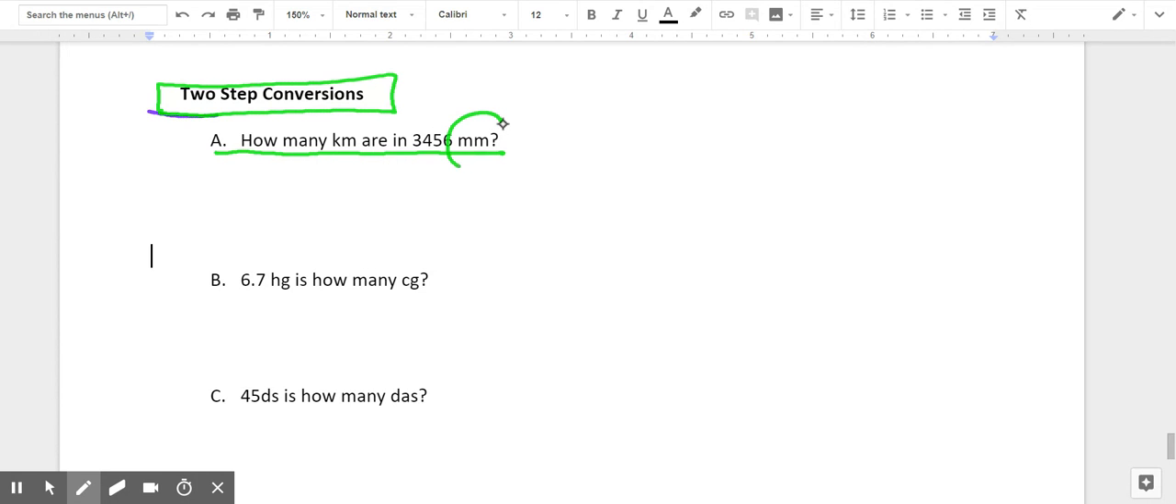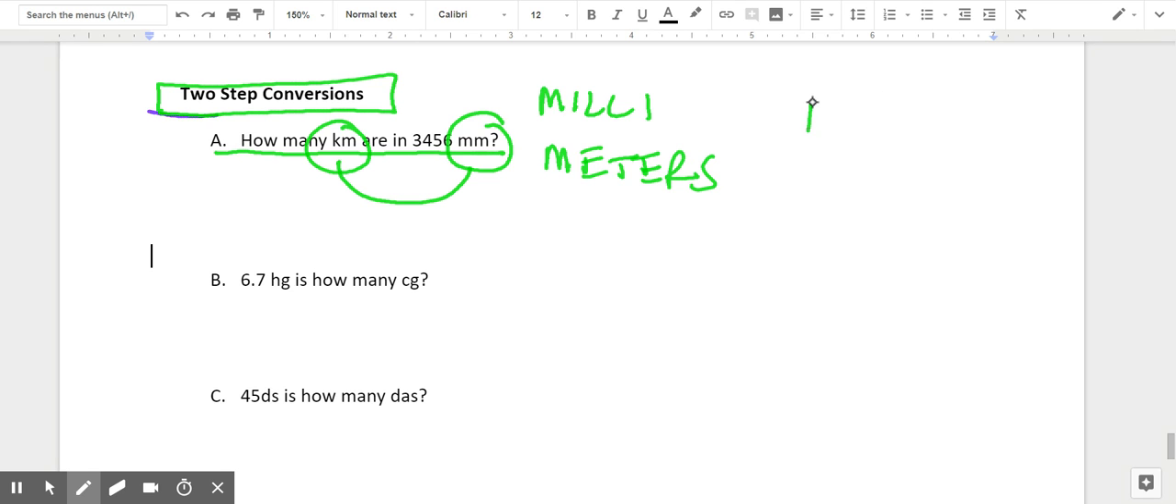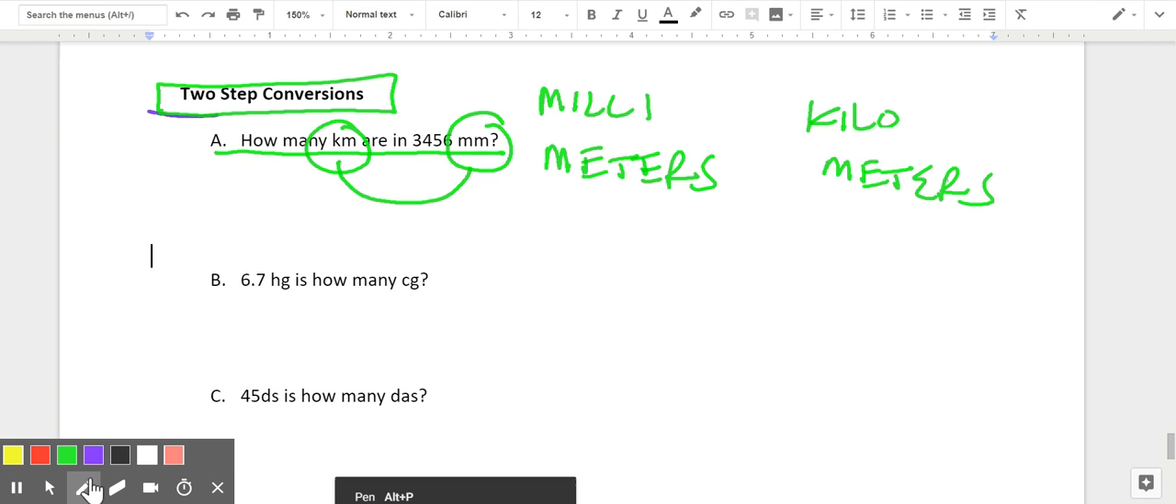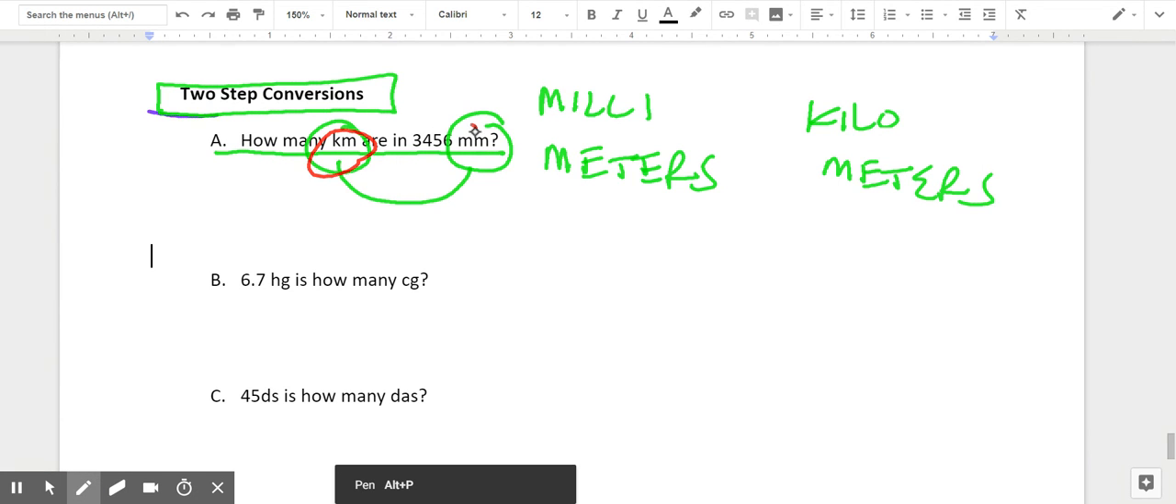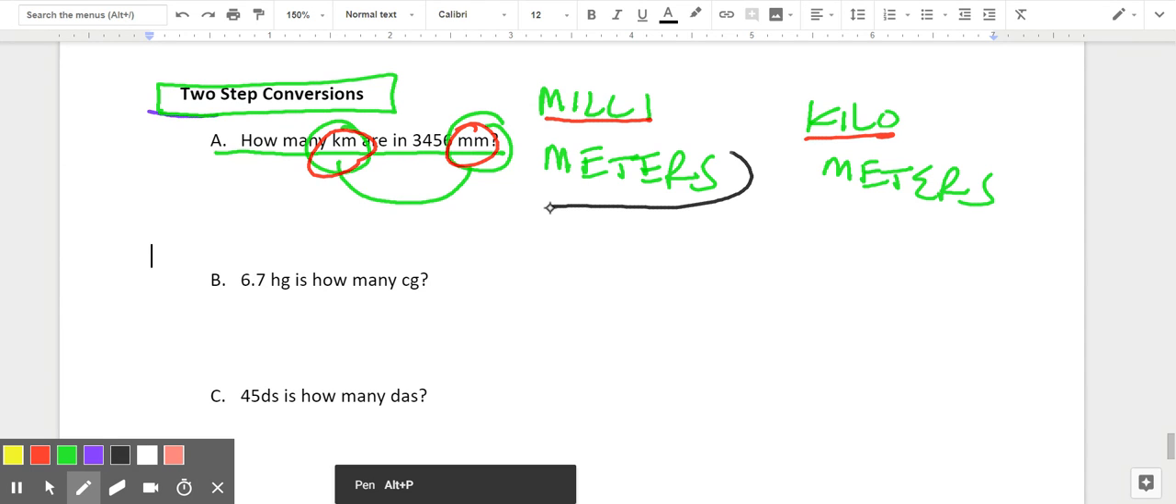You'll notice that your starting unit has two letters and the unit that you're converting to has two letters. So we're starting with millimeters, and we're going to kilometers. We've got two words: a prefix and a base unit. We've got two letters. That's how you know it's two-step. We've got a prefix and we have a base unit, meters.